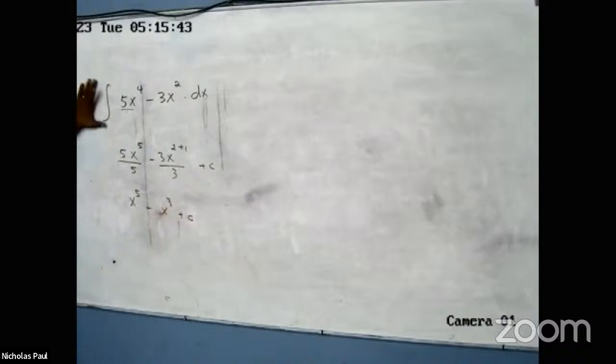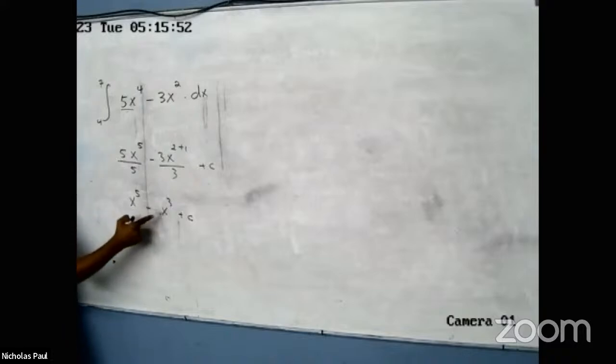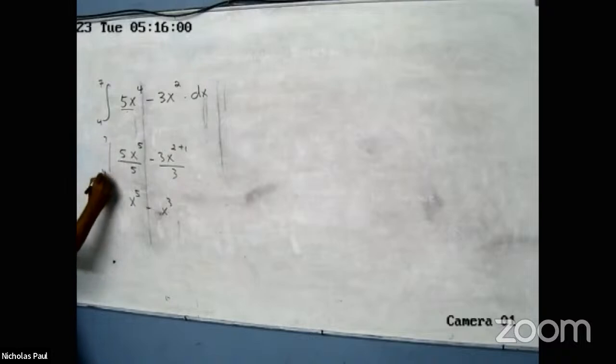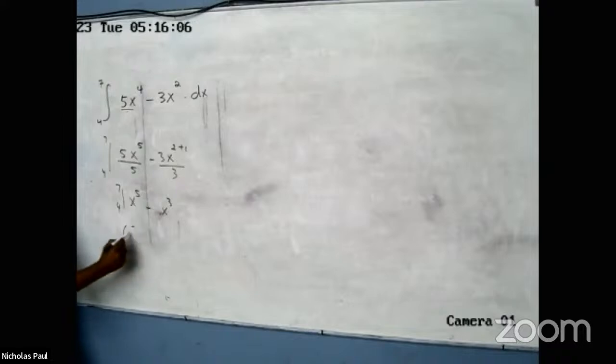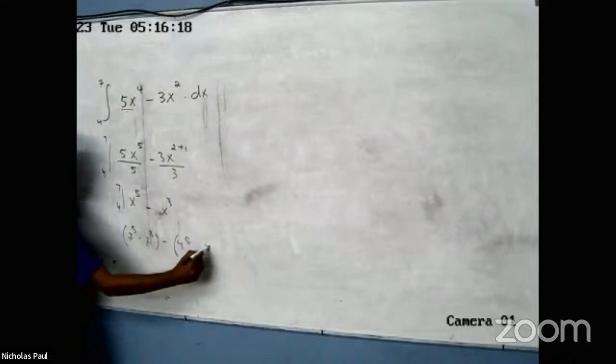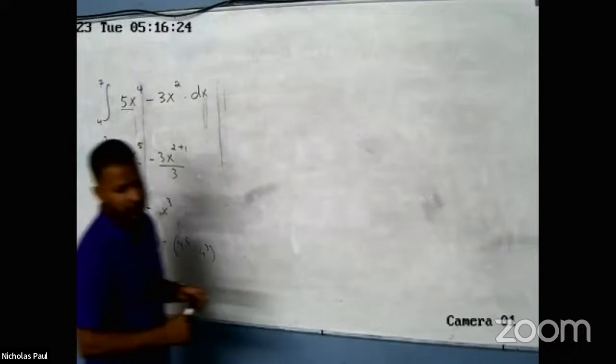Right? What would happen if I had limits? If I had the limits, let's say 7 and 4. What do you do? Substitute 7, substitute 4 and subtract the values, right? Do you write plus C? No. So you plug in 7 to the power of 5, 7 to the power of 3, work it out, plug in the 4, work it out and subtract it. That's okay? That's how you integrate functions like that.